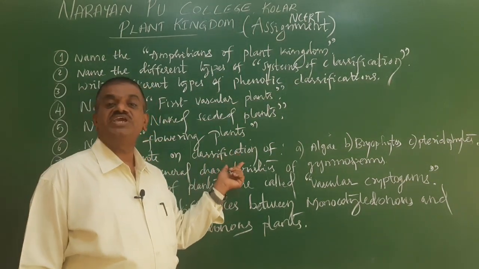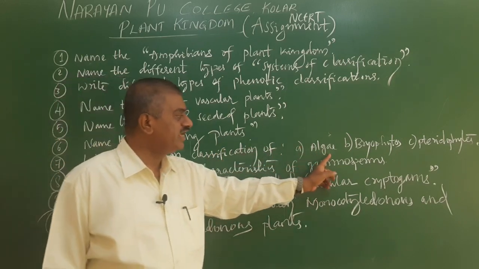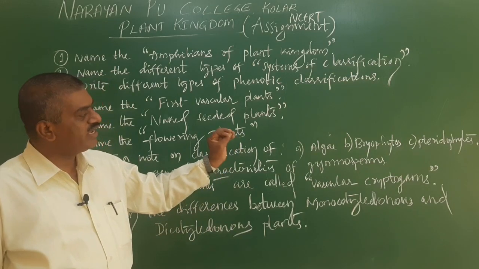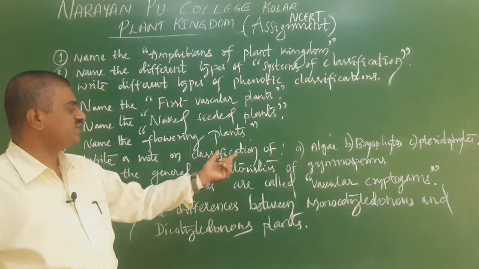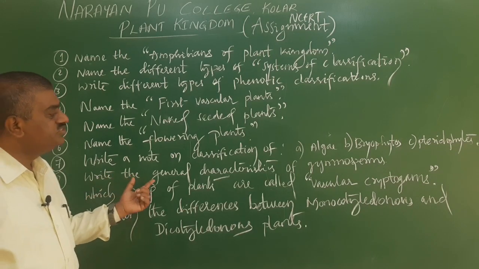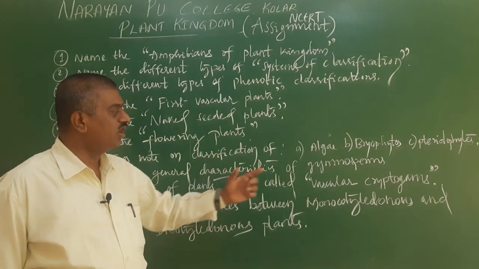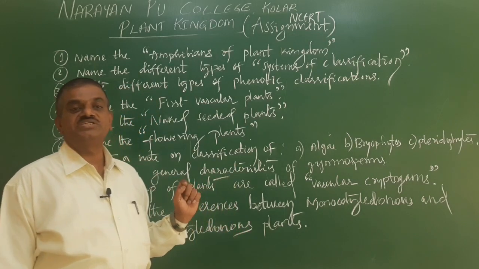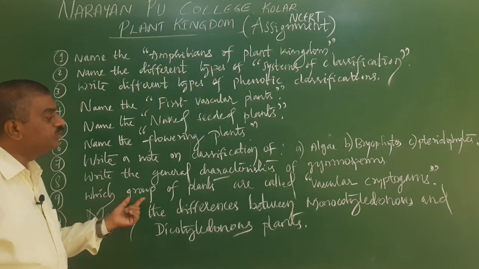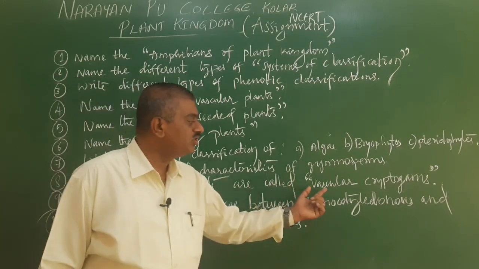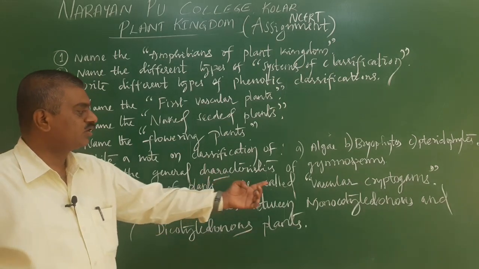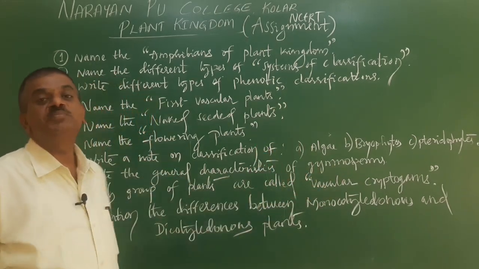Next, write a note on classifications of algae, bryophytes and pteridophytes. All the three, algae, bryophytes and pteridophytes classification should be written. Next, write the general characters of gymnosperms. Next, which group of plants are called vascular cryptogams?